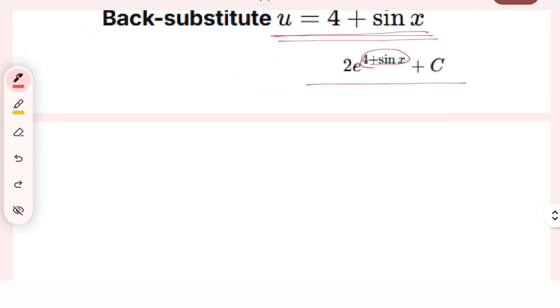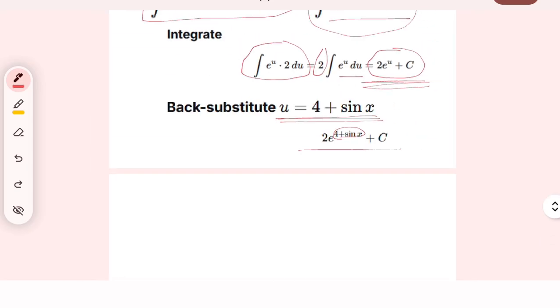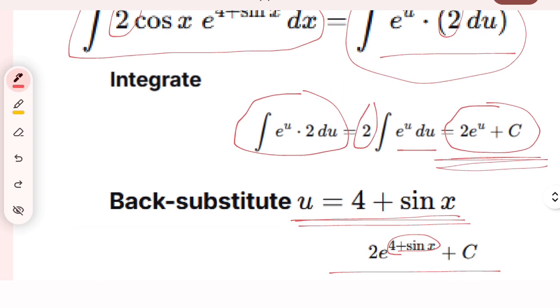It is quite easy, right? Yeah, that's it. So whether there's a 2 before the cosine or not, the substitution still works.